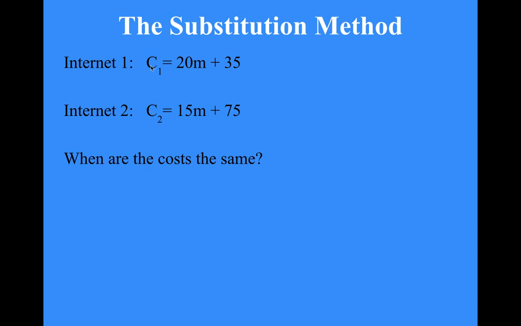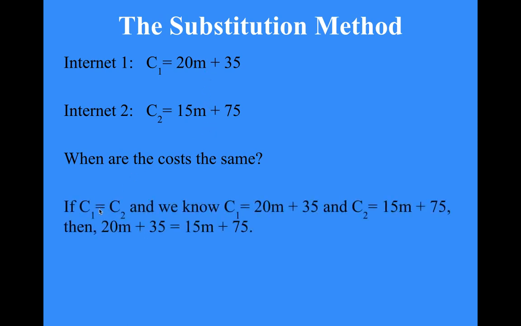So if these c's are the same, then these two right sides of the equation should also be equal to each other. If C1 is equal to C2, and we know that C1 is equal to 20m plus 35, and C2 is equal to 15m plus 75, then that means that 20m plus 35 is equal to 15m plus 75. I'm going to pause so that you can let that sink in just in case it went a little too fast.